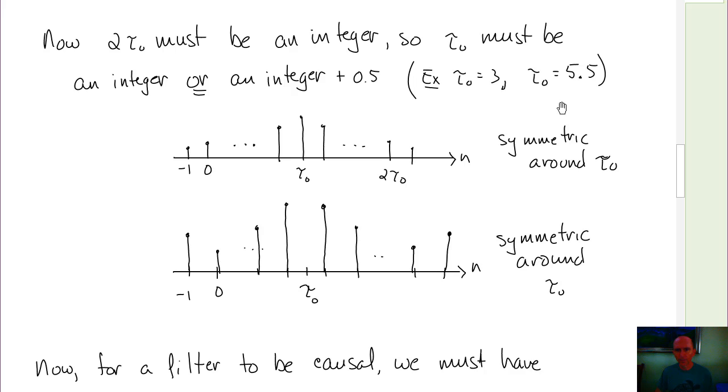Now, if tau 0 is an integer, we're going to have a symmetry that looks like this. It's going to be symmetric around tau 0, and this value here is going to be this value here and so forth. We're going to have some symmetry around that central point of tau 0. If it's symmetric around tau 0 and tau 0 is an integer plus 0.5, it's going to look something like this. These two values are going to be the same, and then these two values are the same, etc.